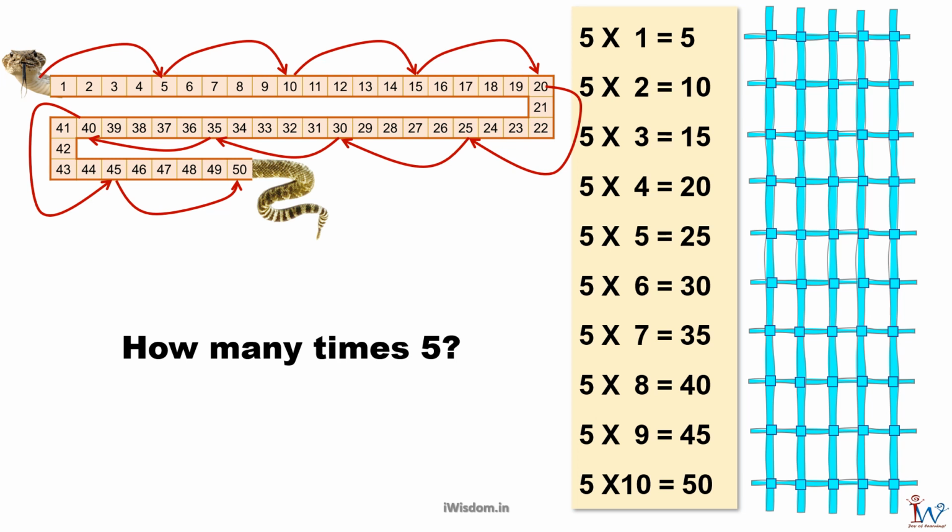The adjacent grid is given as a reference, where the number of knots in one row is equal to 5. The result from multiplication is equal to the total number of knots in all rows put together. It increases incrementally as we move from 1 to 10. Once you memorize this table, you will be able to answer how many times 5.